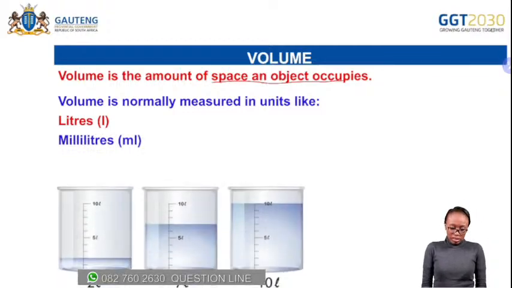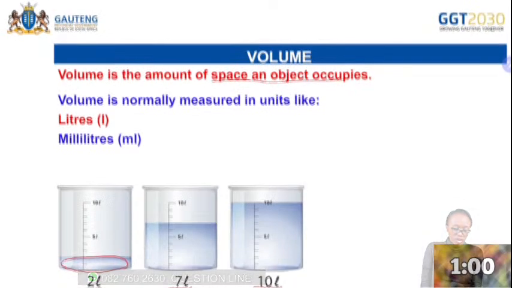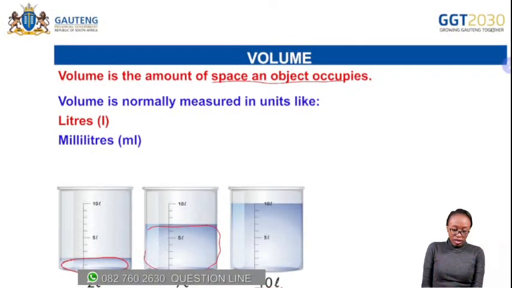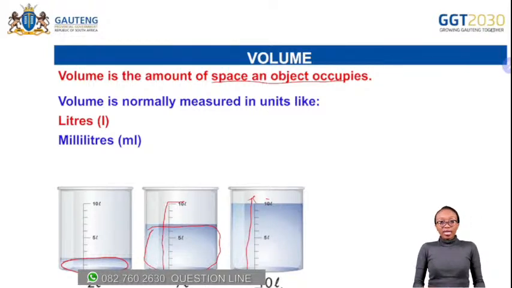Look at these three beakers. They have different volumes of water in them. The first beaker has a volume of 2 liters, the second has a volume of 7 liters, and the third has a volume of 10 liters. What we're actually measuring here is the amount of space occupied by the water inside the beaker, with these graduations guiding us in measuring the amount of space the water is taking up.